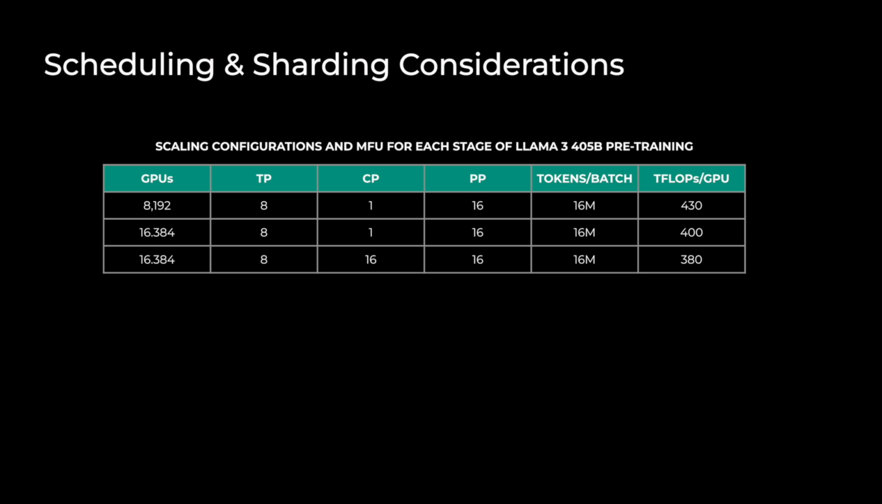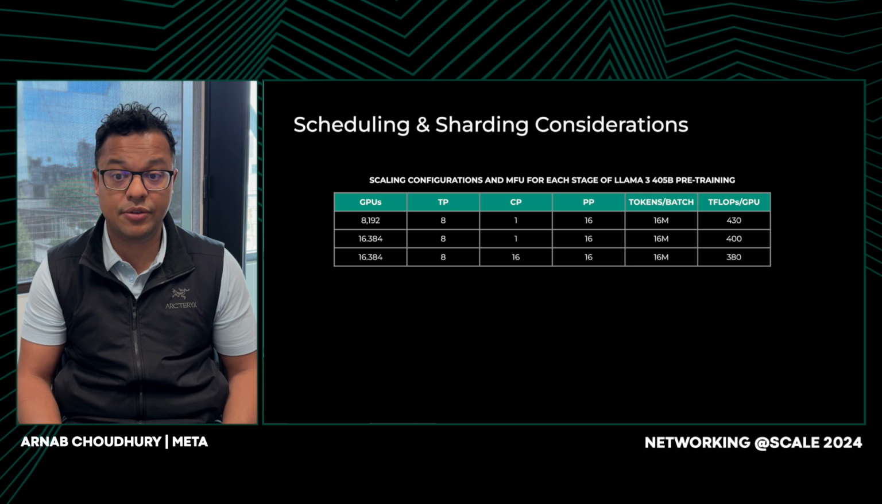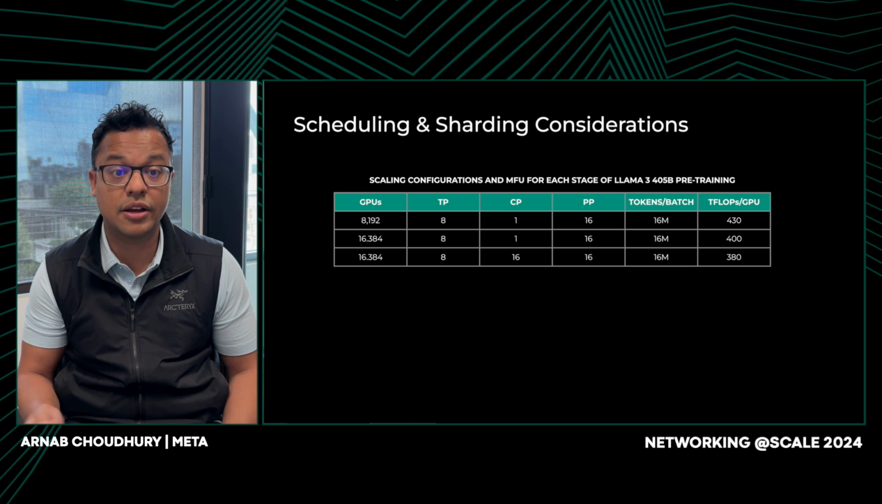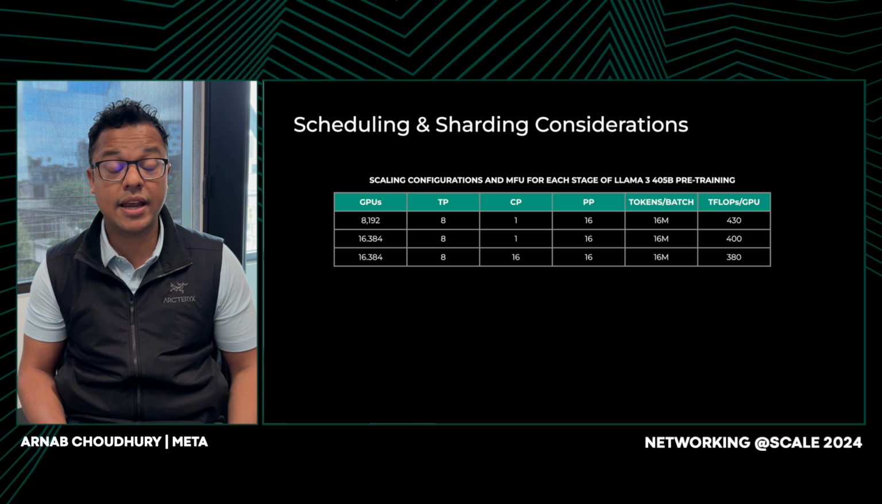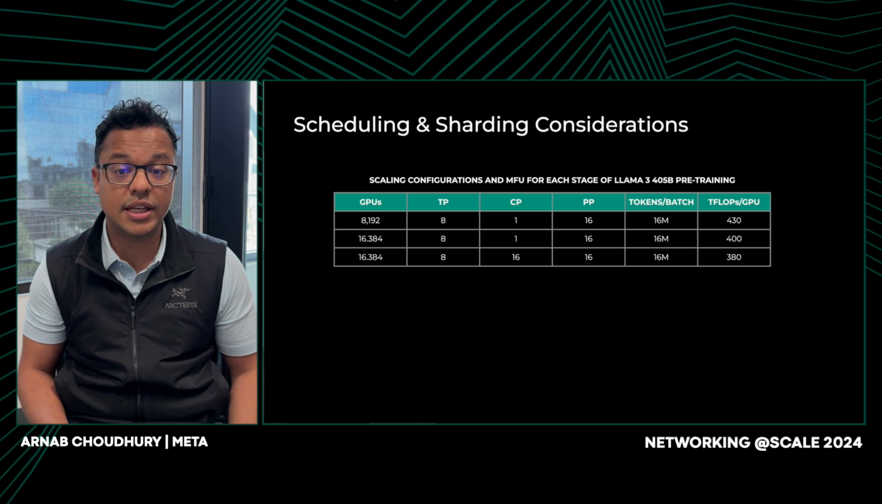So for Llama 3, training took months of time to complete. And with the efficiency improvements that we've made here, we reduced the total training time by months, thus greatly reducing the cost of running training on several thousands of GPUs. With careful sharding and network configuration, Llama 3 achieved a GPU utilization of 40% at large scale.